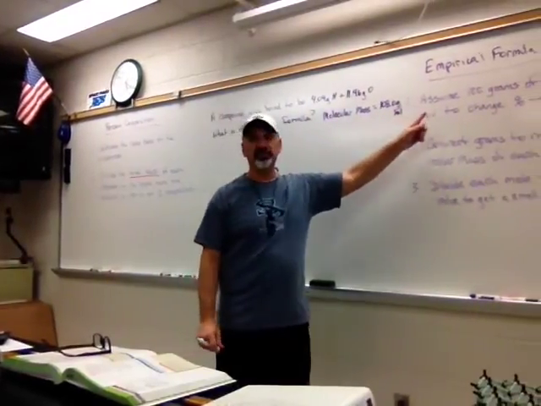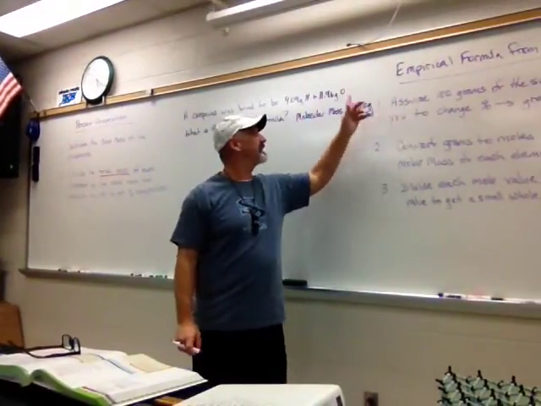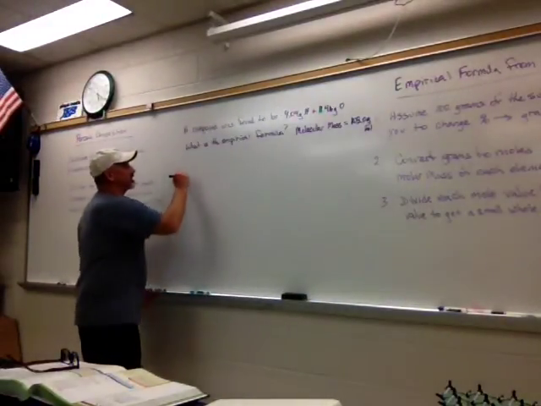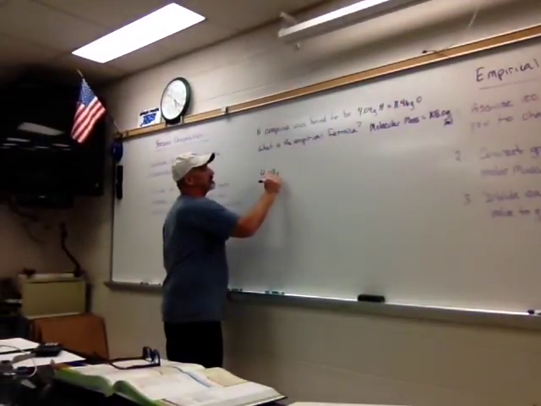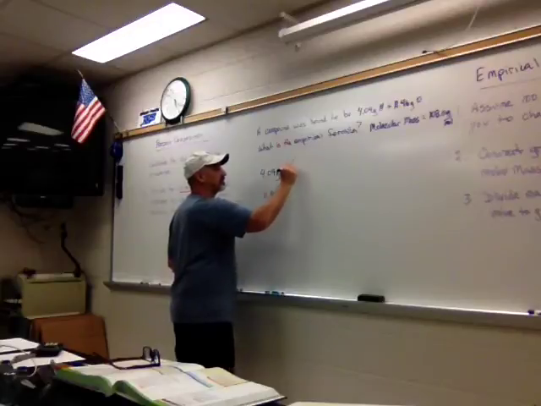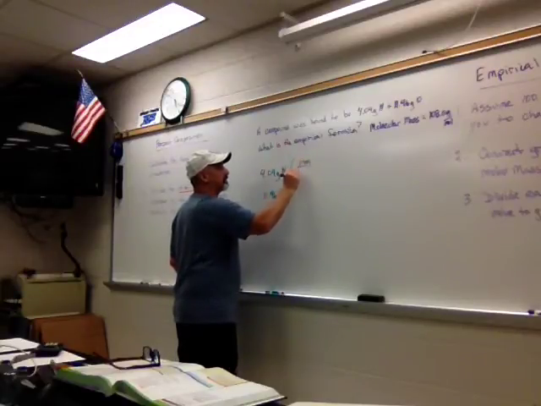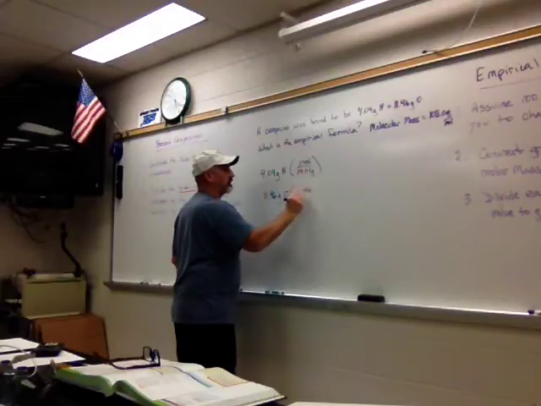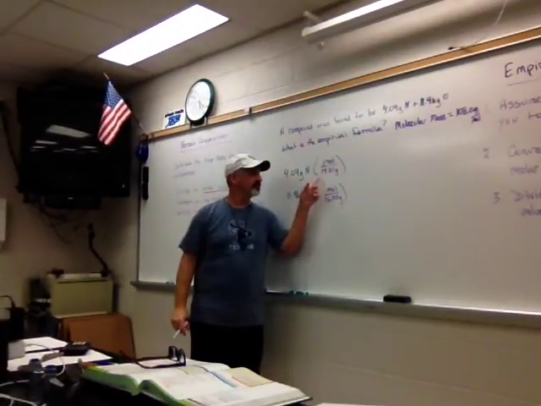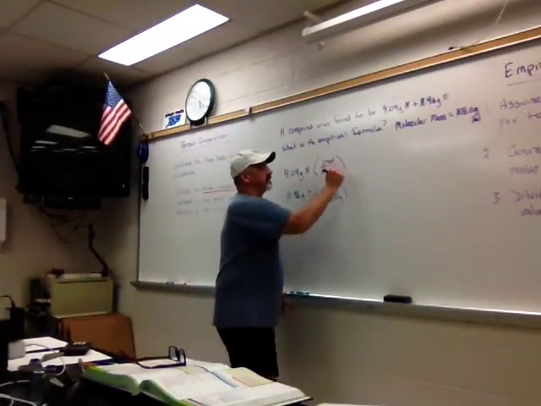Now notice on this one that it's not given percent, it's given grams. Well, that just saved you step 1. Now we don't have to assume anything. We're already in grams, so we just go to step 2. So we have 4.04 grams of nitrogen and 11.46 grams of oxygen. Convert to moles: 1 mole over 14.01 grams, 1 mole over 16.00 grams. Again, both of these numbers are the red number off the periodic table.